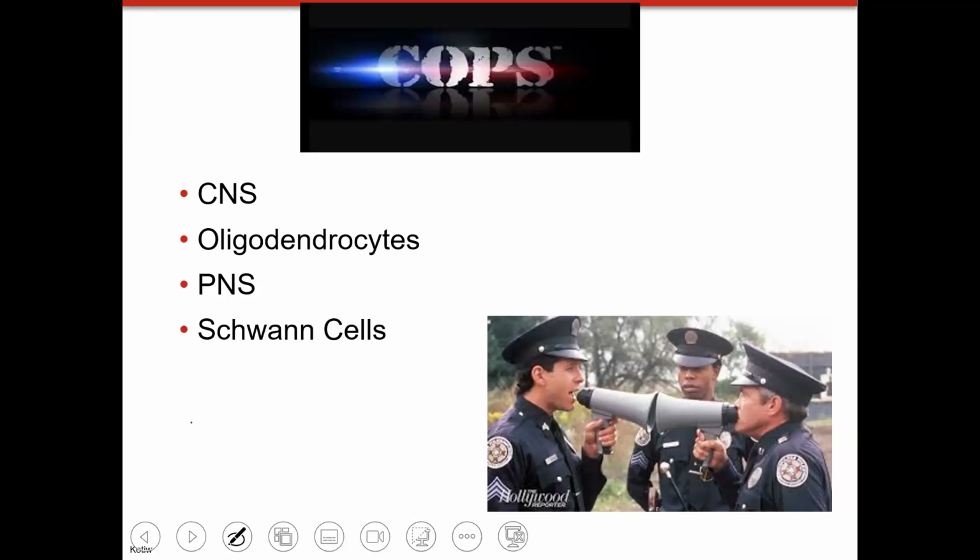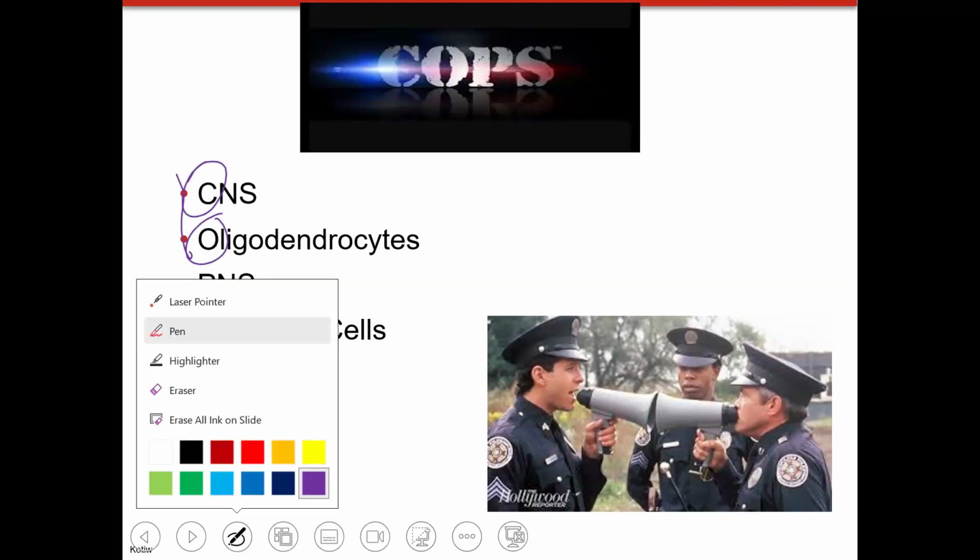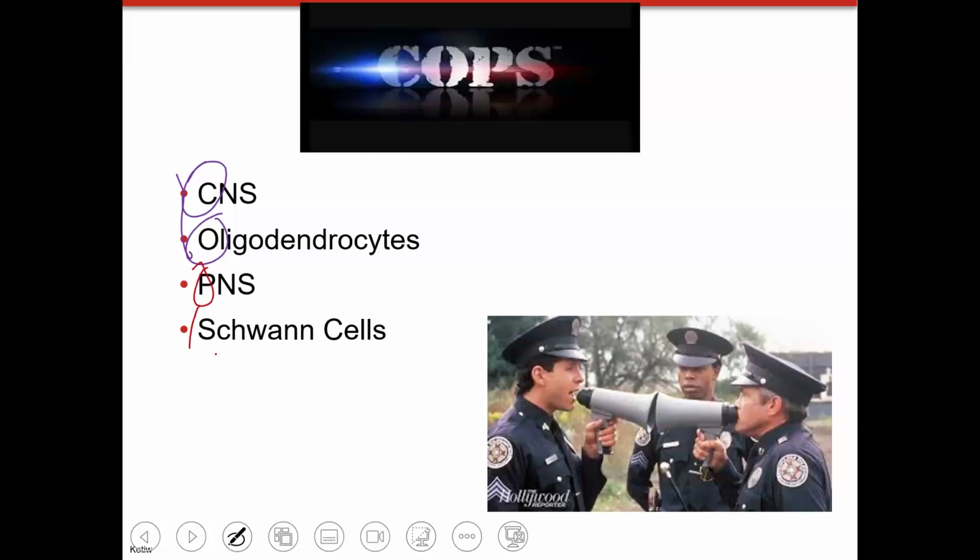A little mnemonic here that I like for remembering what cells are producing myelin in the nervous system. These are our myelin producers right here. Central nervous system, oligodendrocytes. Peripheral nervous system, Schwann cells. And the mnemonic is COPS: central nervous system, oligo. Peripheral, Schwann.